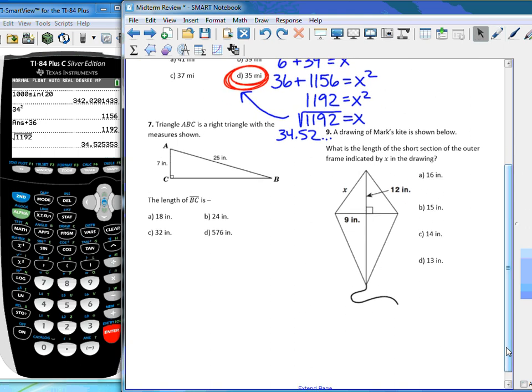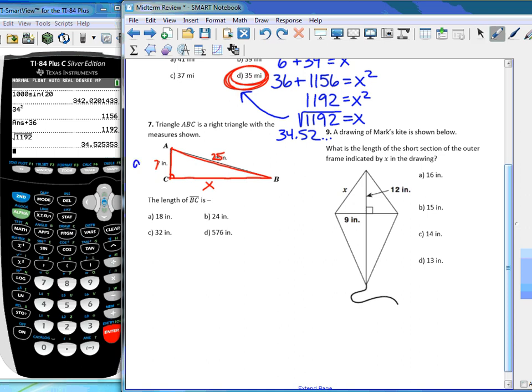Alrighty. Number 7. We have a right triangle with the measures shown. We have 7 inches and 25 inches, and they want to know the length of BC. Hey, this is Pythagorean theorem again, isn't it?